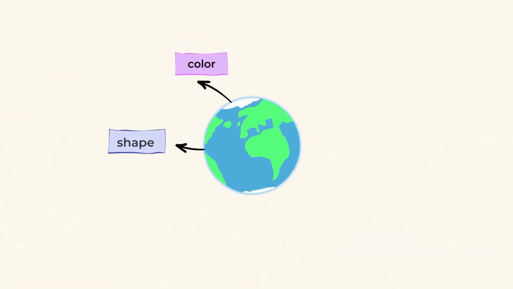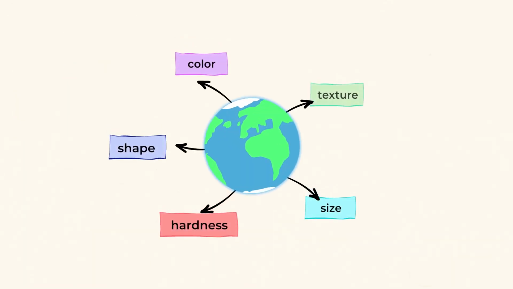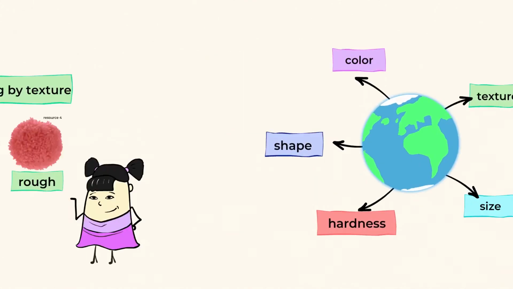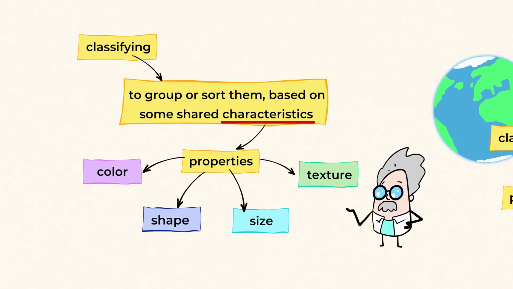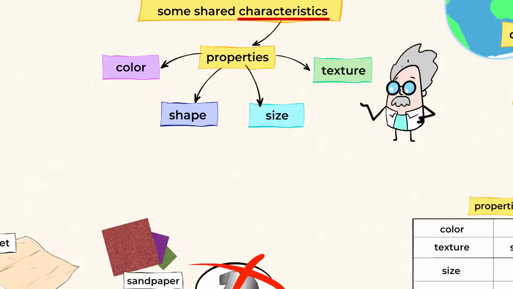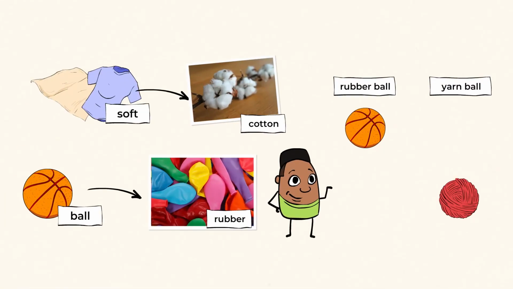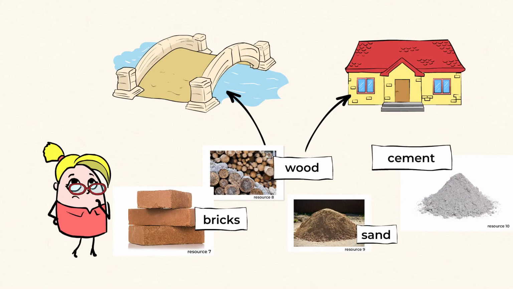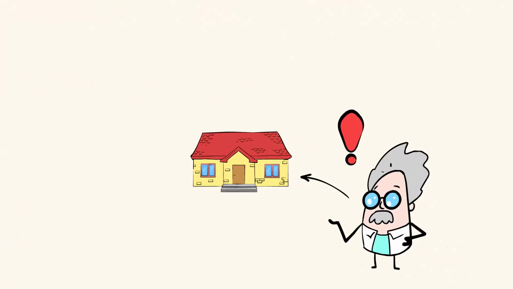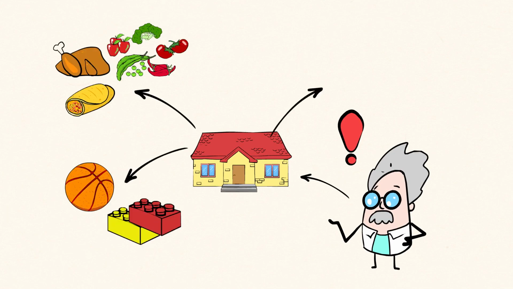Features like color, shape, hardness, and texture are all ways that we can classify the world around us. We're able to organize and group things based on their properties. That allows us to understand why some things need to be a specific way for them to work correctly in the world. Everything has a specific texture and hardness for a reason. You can try classifying things in your house. Types of food, toys, clothes, really anything.